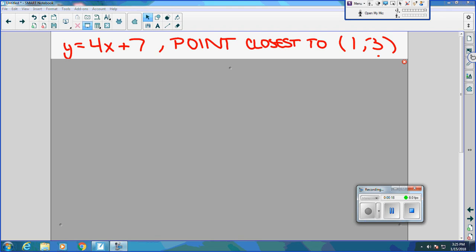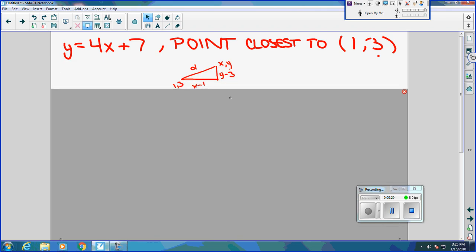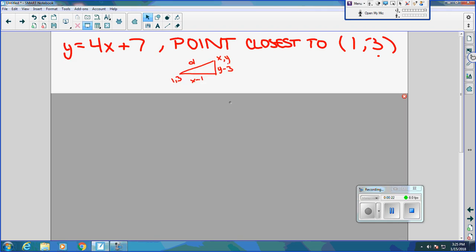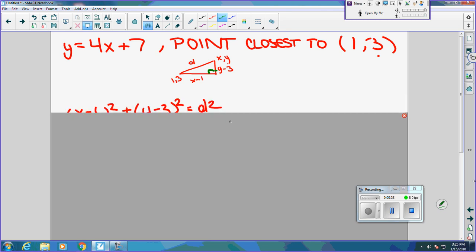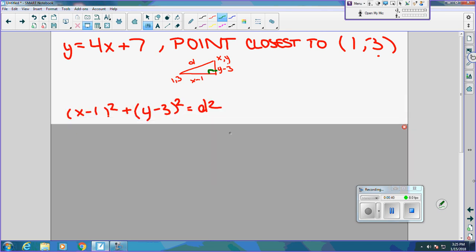So there is some distance from (1, 3) right here to the point (x, y). And we can make a right triangle here and calculate the horizontal run as x minus 1, the vertical rise is y minus 3, and we can see the distance d there. And when we do this, then we can use the Pythagorean theorem and write d squared is equal to (x minus 1) squared plus (y minus 3) squared. We're going to optimize for little d.